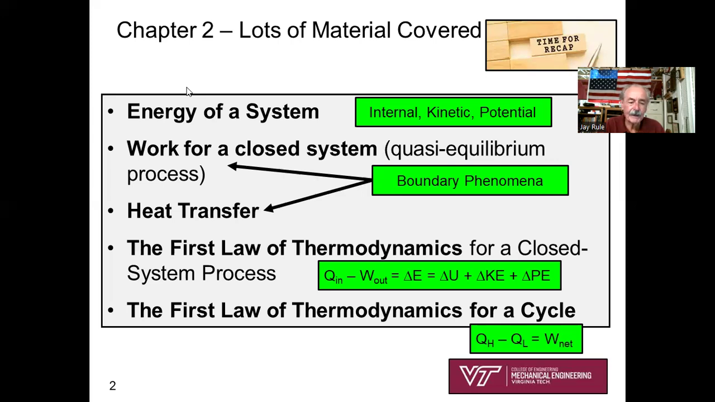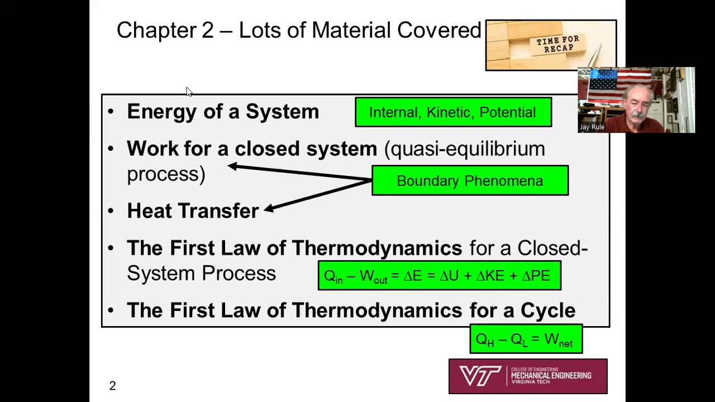We also identified that work and heat transfer are boundary phenomena. They're recognized when they cross the system boundary. So a closed system does not possess work. And just as important, a closed system does not possess heat. It certainly possesses internal energy, but it doesn't possess heat.